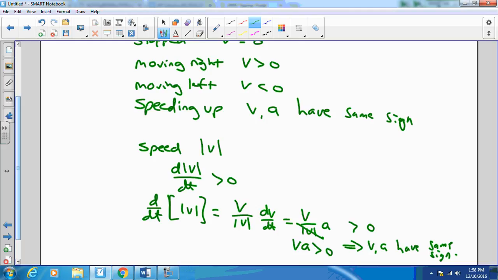Yes, sir? If we give you a previous speed, can we get acceleration? You can't actually, because if I give you the speed, you don't know whether that speed refers to this direction or that direction. So speed really takes the velocity and strips the direction information out of it.